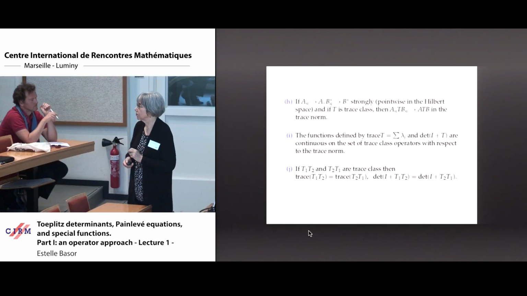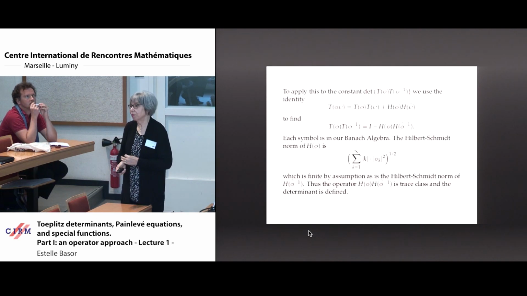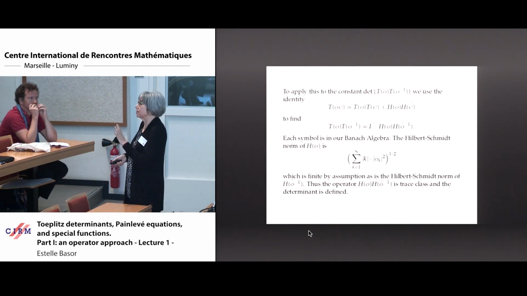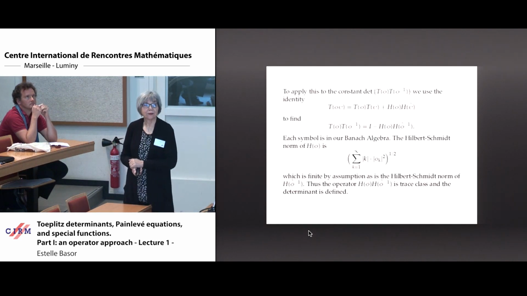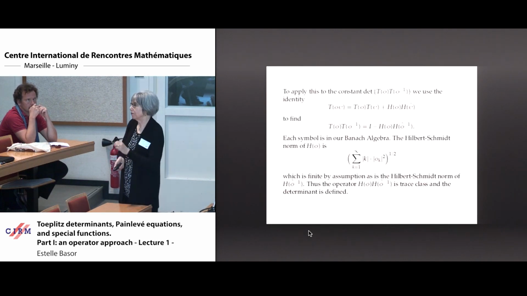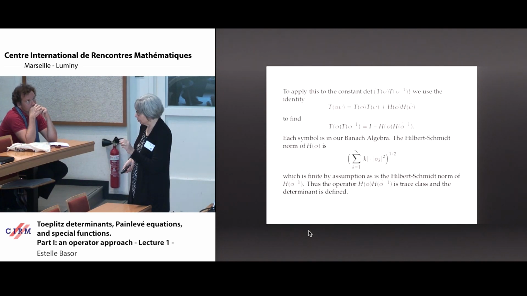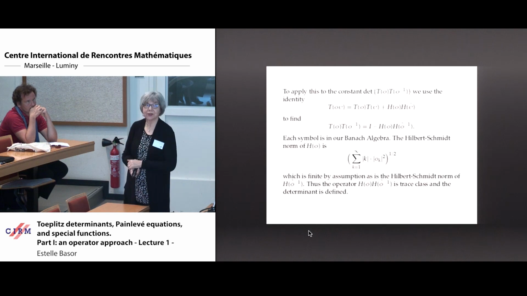All right, so we want to apply this. First of all, we want to say the constant in this theorem makes sense. The constant in the Szegő limit theorem. So remember, everything is supposed to be in our Banach algebra, right? So phi is in our Banach algebra. It doesn't vanish, so phi inverse is.